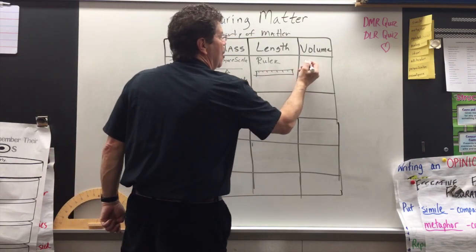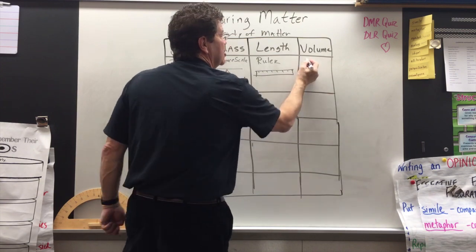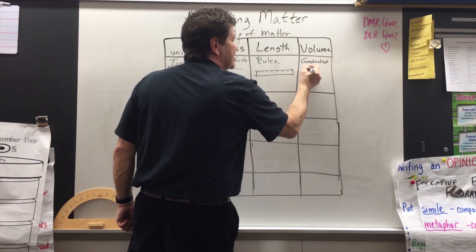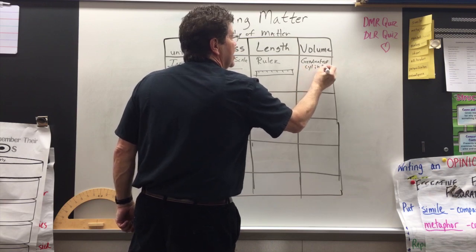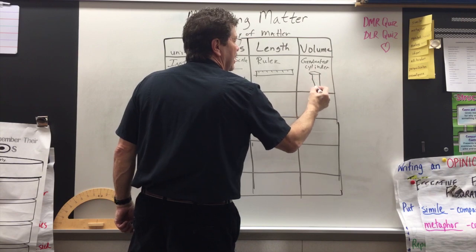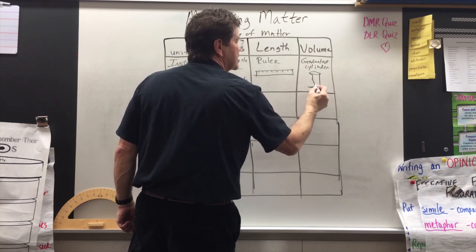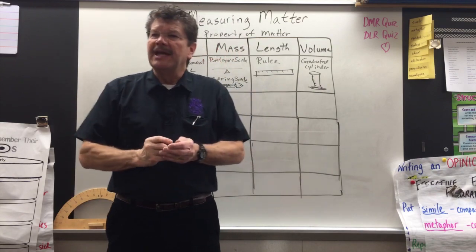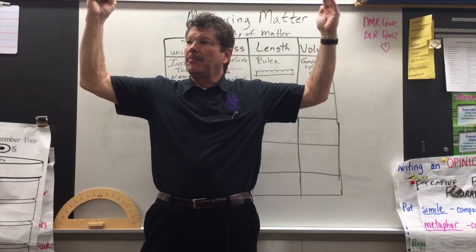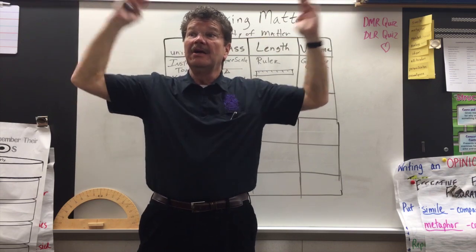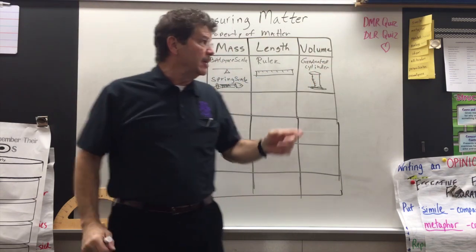And that leaves volume. Here's what I use for volume. It's called a graduated cylinder. And a graduated cylinder looks like this. It's a cylinder with a base and some ticks on it. So follow me. If I do this, what is the property? Volume. Everybody say it. Volume. And the instrument is?